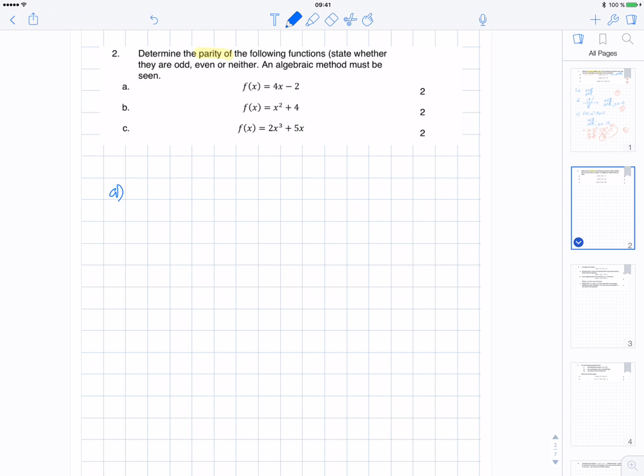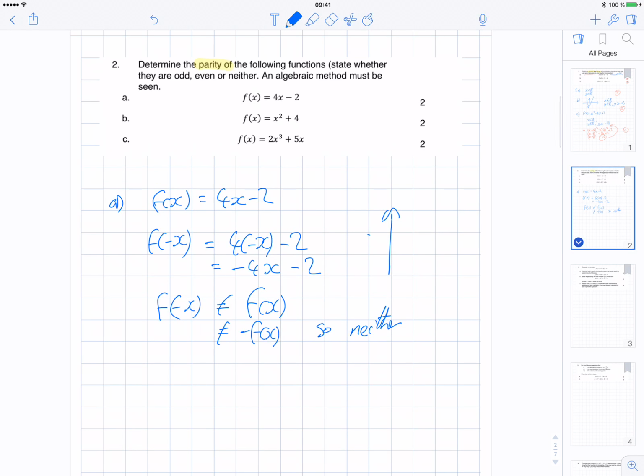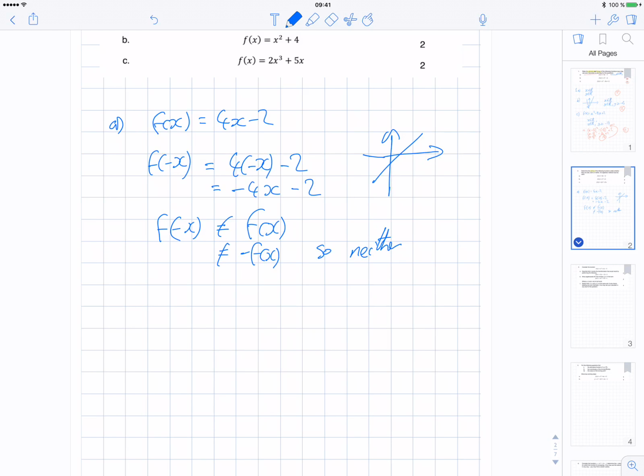So for a, f of x is equal to 4x minus 2. So I put in the minus x into it. Every time there's an x, I replace it with minus x. So I get minus 4x minus 2. Now, this is not equal to f of x, and it is not equal to minus f of x. So this function is neither. If you did a plot on the calculator, you'll see it's going to look slightly like that, and this is not an odd or even function, so it's neither.